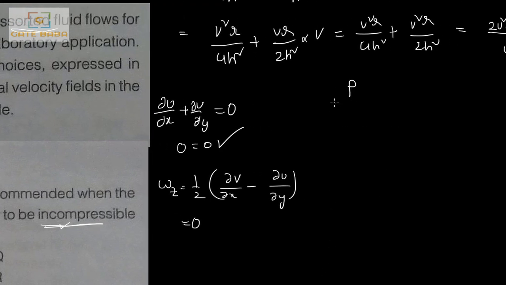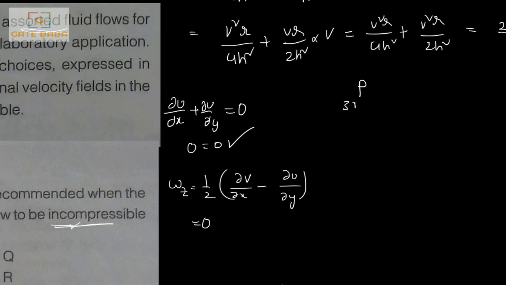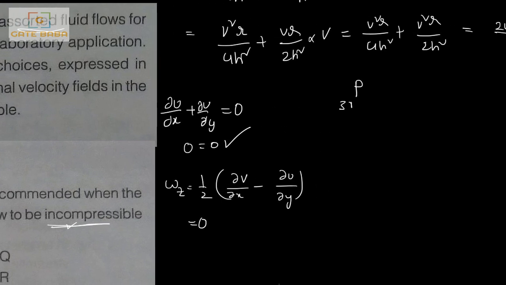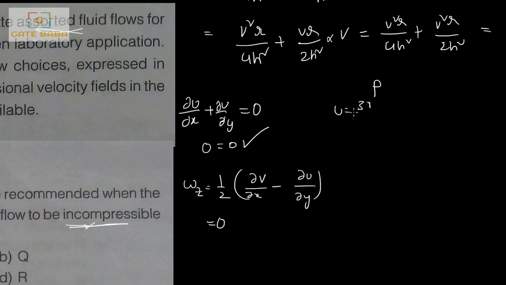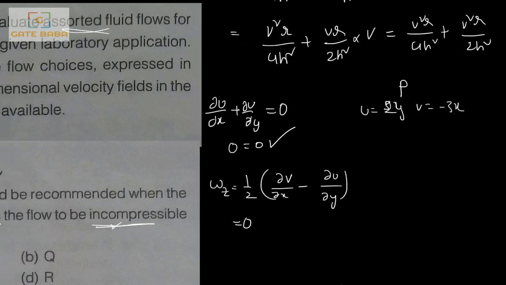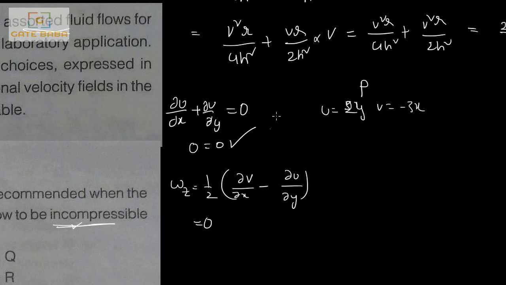For P, what is the velocity profile? u is 2y, v is minus 3x, from the given. So just substitute in the continuity equation. For dou u by dou x, with respect to x, 2y is a constant, so it must be 0, plus with respect to y this thing is 0. So 0 equals 0. P has passed the test of continuity equation. So it is an incompressible fluid.